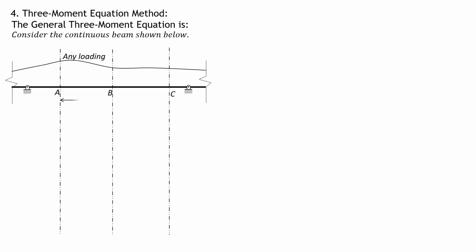Let's draw the elastic curve and the moment diagram due to the internal moments at A, B, and C, as well as the moment diagram due to the loading. For span AB, we will call the span L1. For span BC, let's call it L2. And the moment of inertia on span AB is E1 I1 and on span BC is E2 I2.